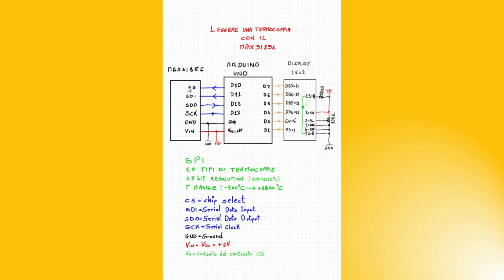We have the CS, which is the chip select, SDI, which is serial data input, and the SDO, the serial data output, and SCK is the serial clock. Then we have the GND ground and the VIN supply voltage. Then we have the Arduino UNO, which communicates through the D10, D11, D12 and D13 ports with the MAX31856 board, to which it supplies the power.